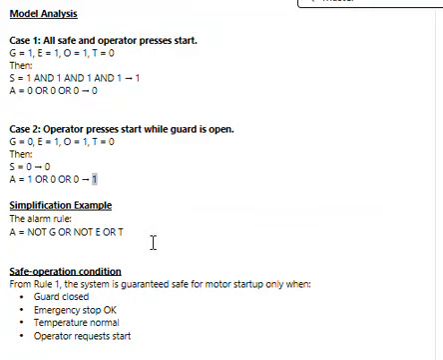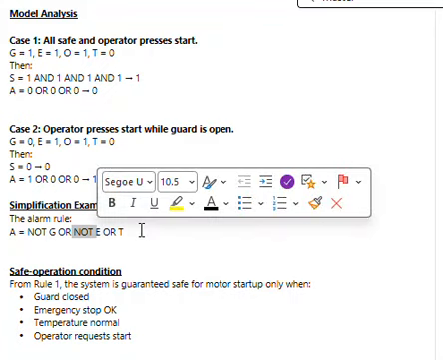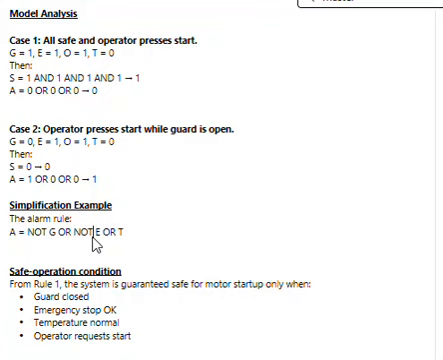The assignment then goes into a simplification example. I chose the alarm rule. The alarm condition equals the inverse of guard door closed, so we have an open guard door, with an OR gate with the inverse of emergency stop not pressed. If it's an inverse, that would detail that we did press that emergency stop. And finally, with an OR gate, over temp fault present.